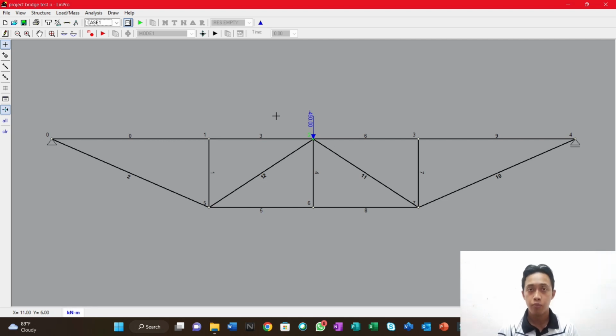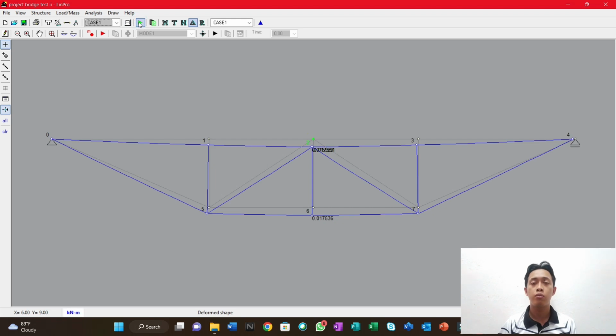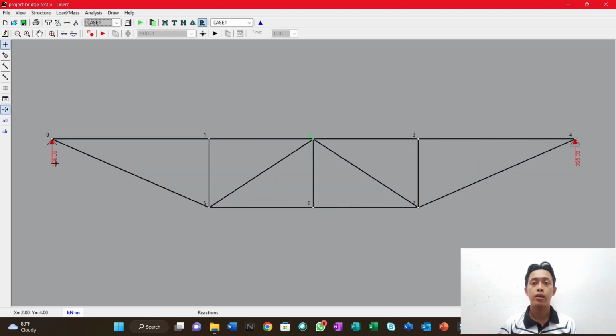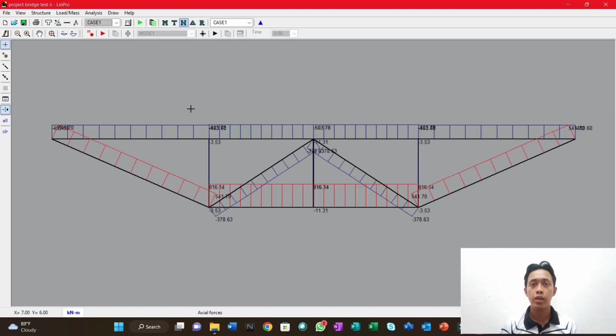distributed load in Limpro. In Limpro, we get the support reactions at both supports, which at this pin support we get 225 kilonewton. Same with the roller support, we get 225 kilonewton. So from that value, we can calculate the internal force for each member of the bridge structure. Okay, from this software, we can see that the value of internal force in blue color is a compression force, and the red color is the tension force.